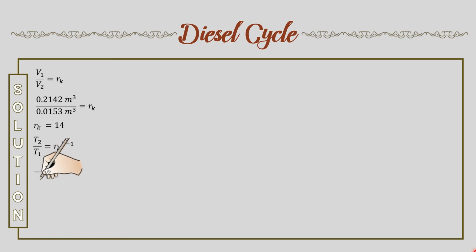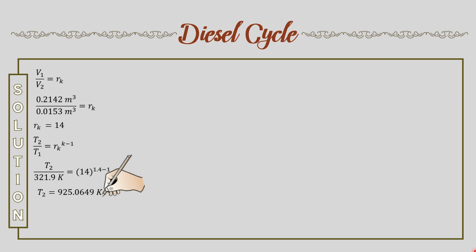So, T2 over 321.9 Kelvin is equal to 14 raised to 1.4 minus 1. And the answer is T2 is equal to 925.0649 Kelvin.